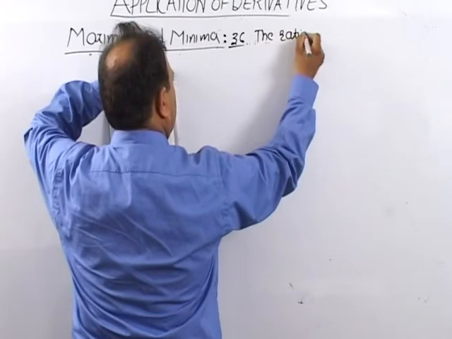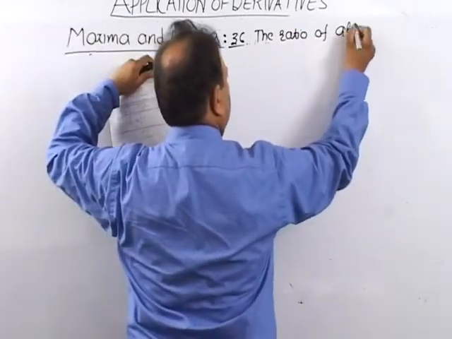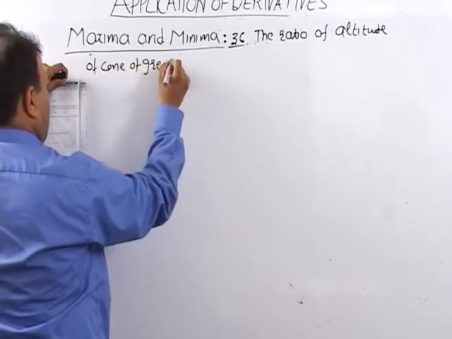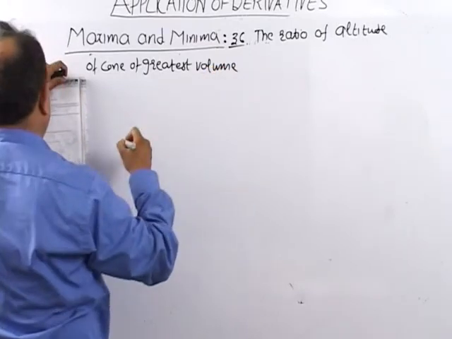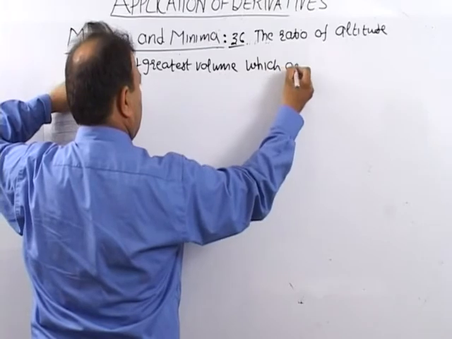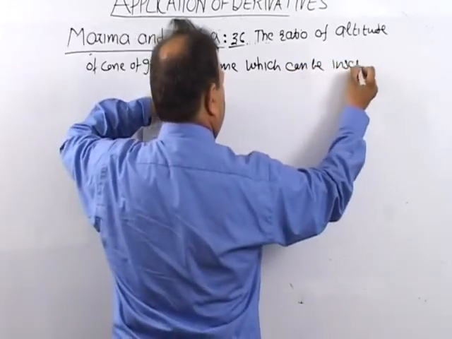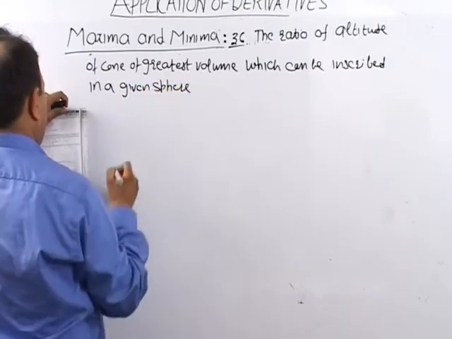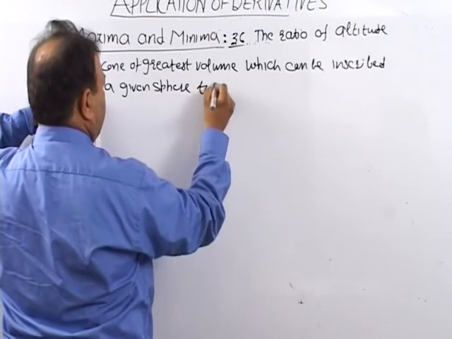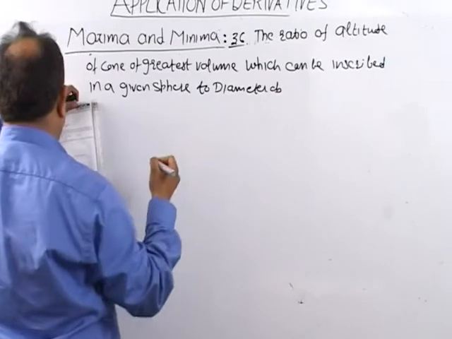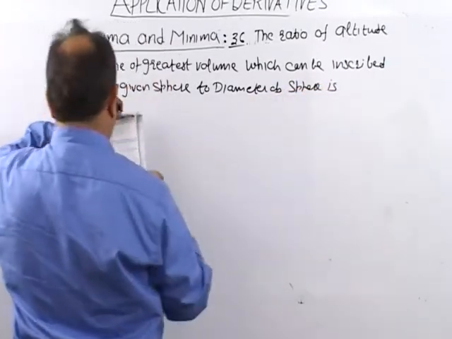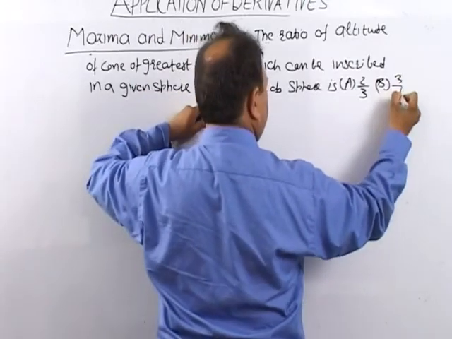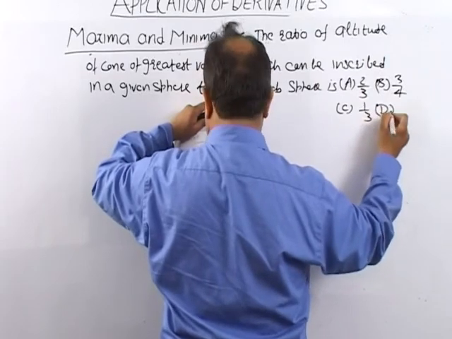The ratio of altitude of cone of greatest volume which can be inscribed in a given sphere to the diameter of sphere is: A option is 2 by 3, B option is 3 by 4, C option is 1 by 3, and D option is 1 by 4.